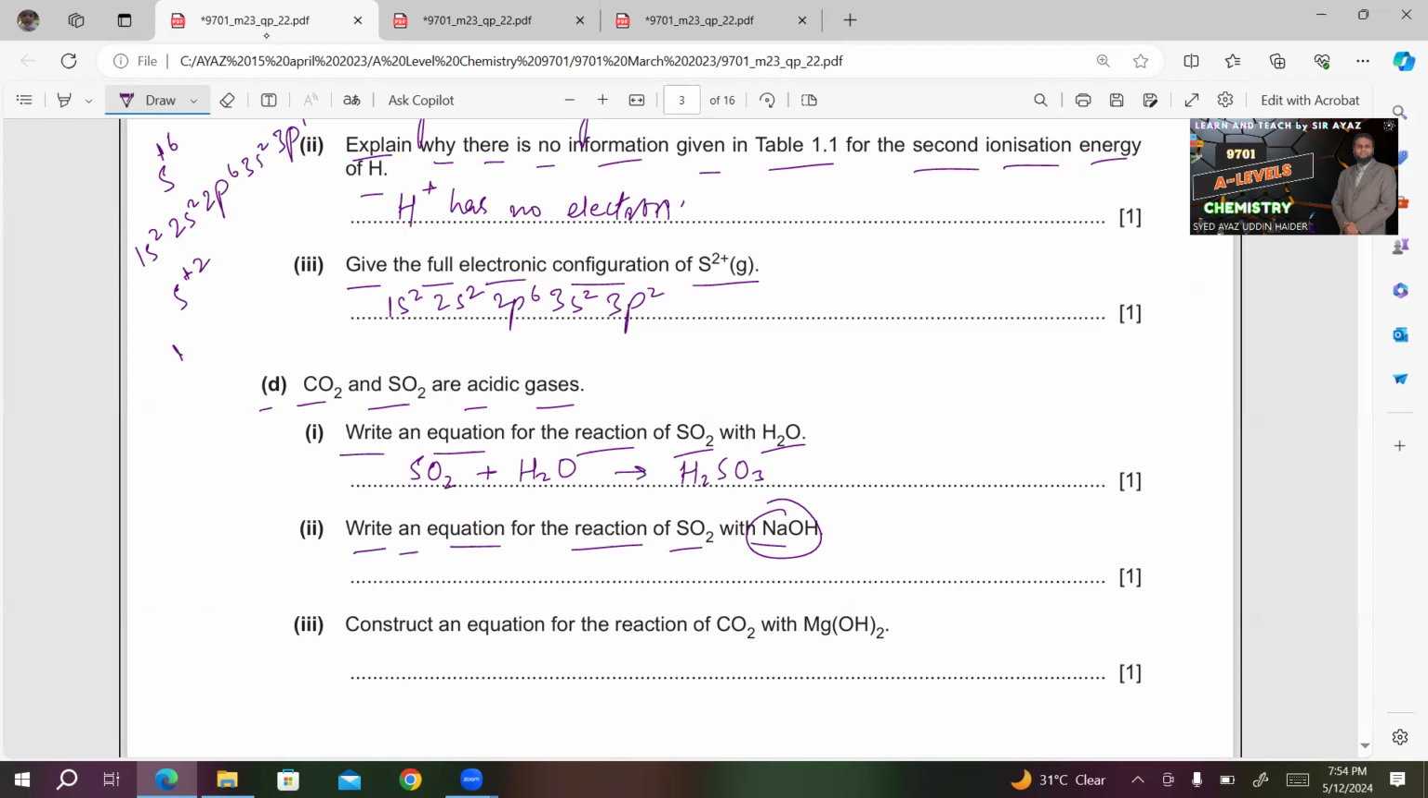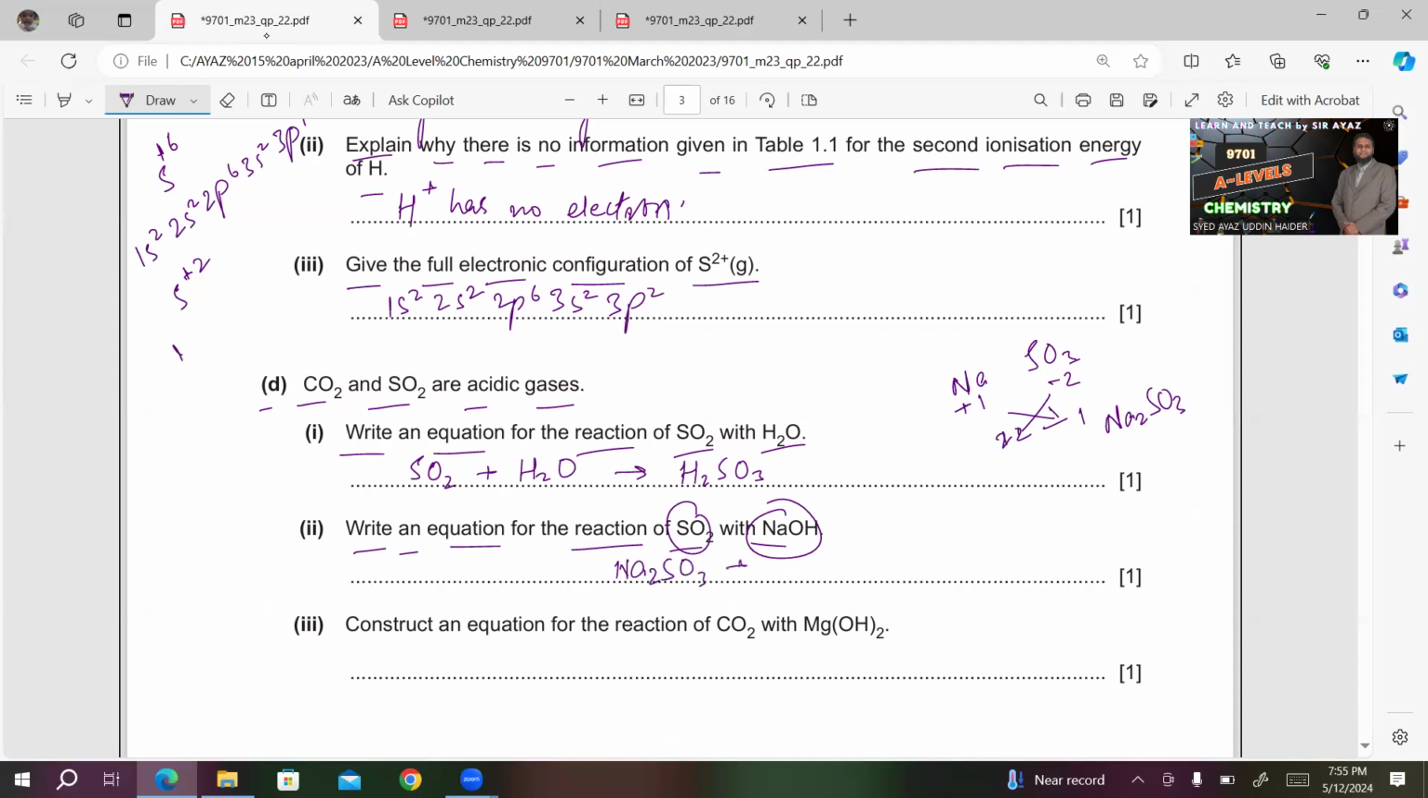So first of all, we need to predict the formula between the sodium and the negative ion here. So we have SO2, so it becomes SO3. SO3 will be carrying a -2 charge. Sodium is in group 1, will be carrying a +1 charge. Ignoring the charges, these numbers will become exchanged. So we'll get Na2SO3.